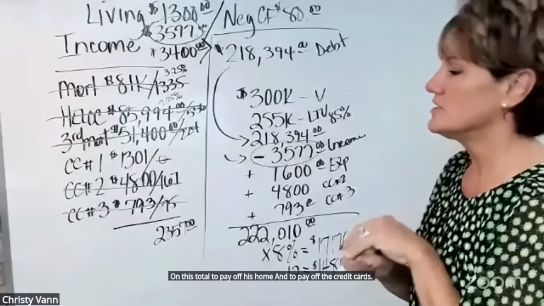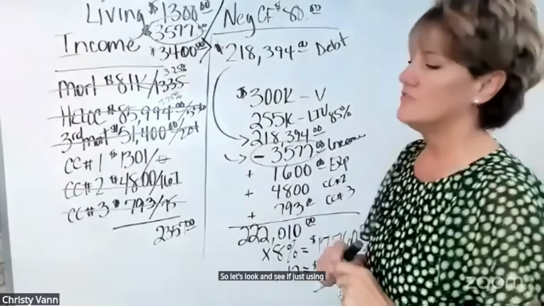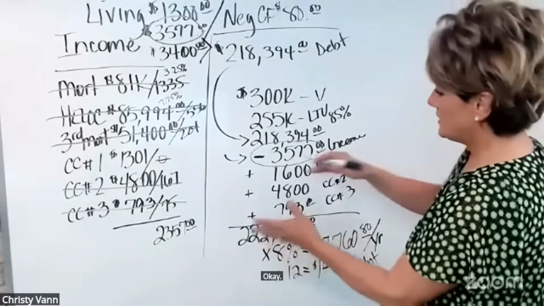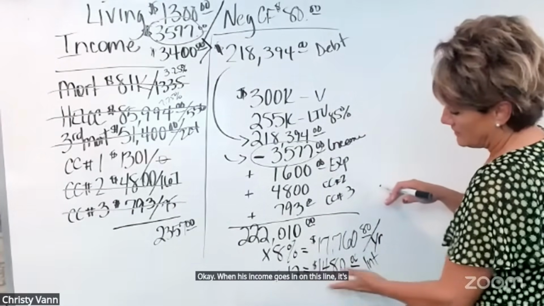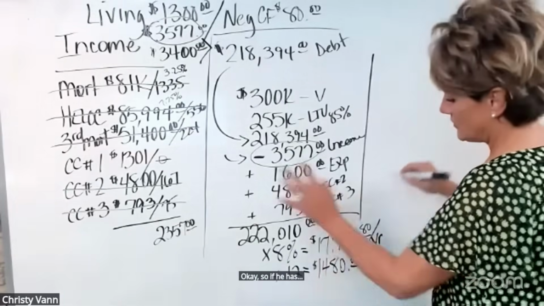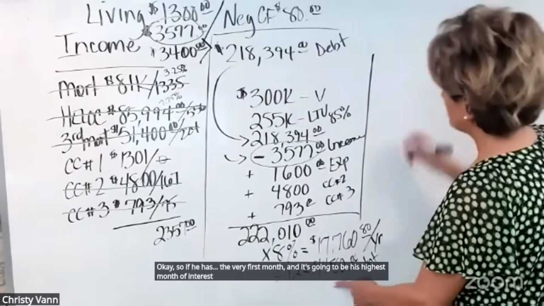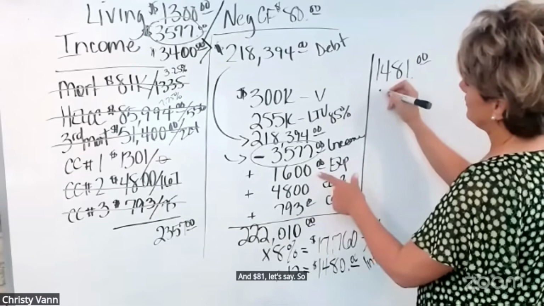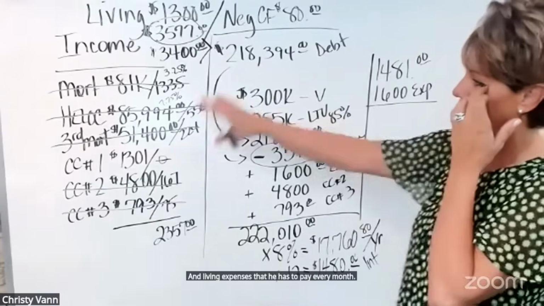credit cards. So let's look and see if just using his income of that retirement, $3,577, is even going to work for him. Okay, so when his income goes in on this line, it's going to satisfy the interest amount that he owes. Okay, so if he has the very first month, and it's going to be his highest month of interest, the very first month is $1,481, let's say. So he has $1,600 in living expenses that he has to pay every month. Everything else is paid off.